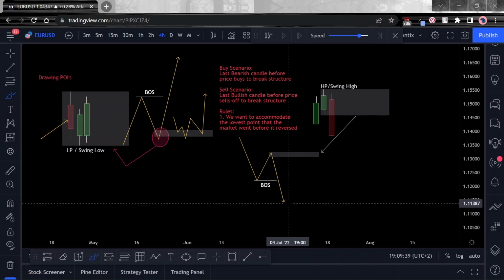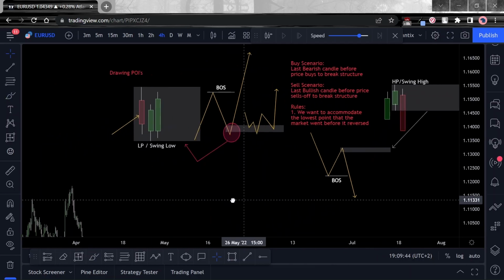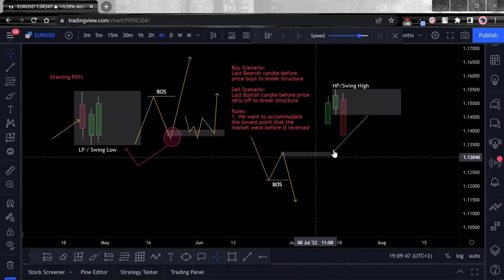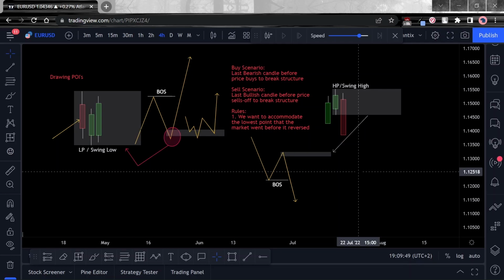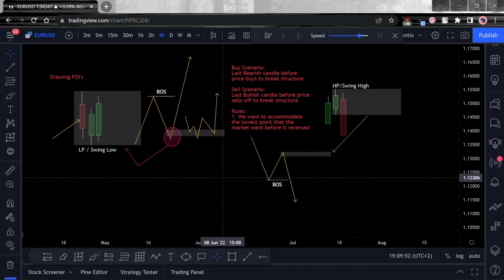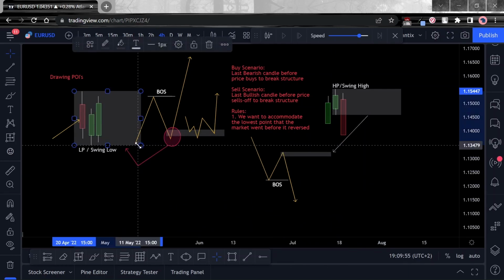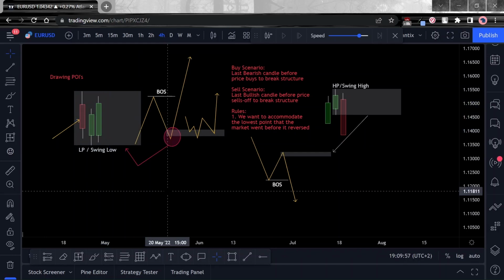So this is how we draw our points of interest on a candlestick chart, and this is what we want to look for. In terms of my chart, obviously you may have seen now that my colors aren't your conventional colors, which look, red and green.